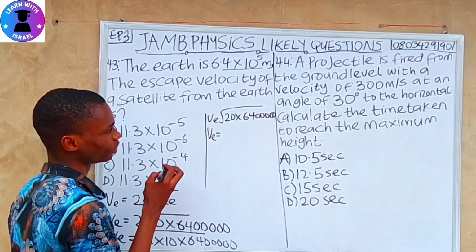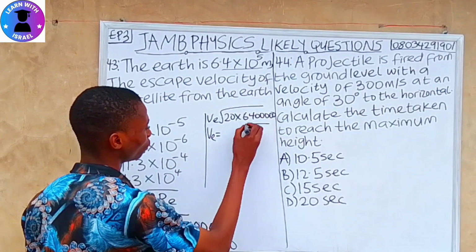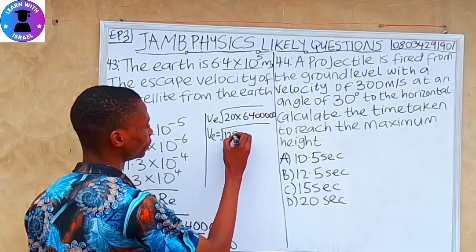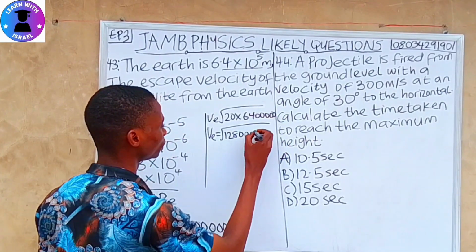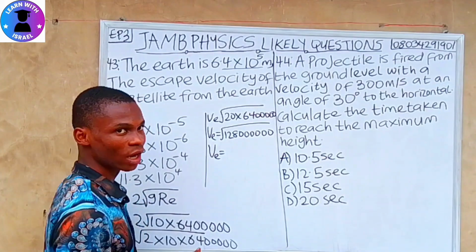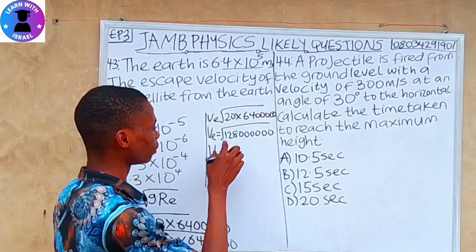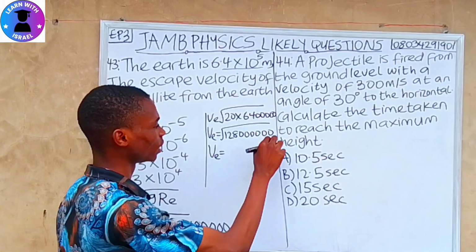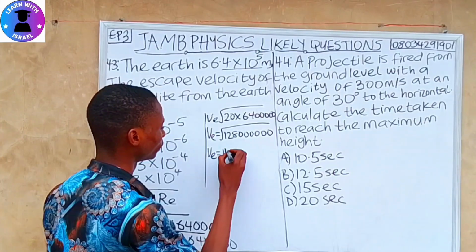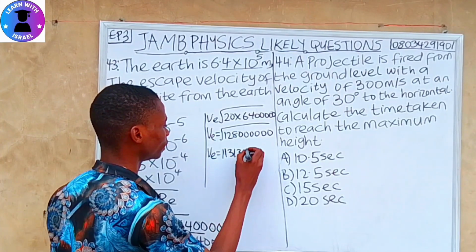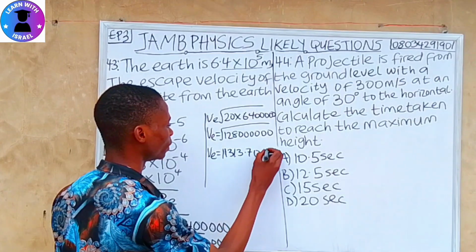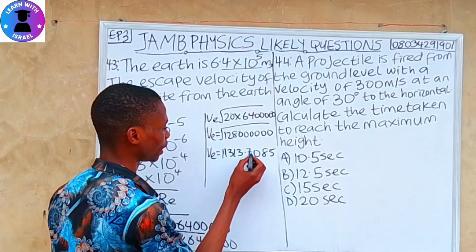You can press your calculator to check that. So now 1280 with these zeros: 1, 2, 3, 4, 5. So the square root, you can press your calculator to check. The square root of 128,000,000 is 11313.7085. So let's start our counting.